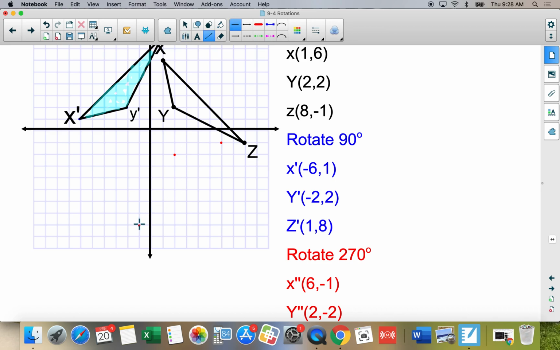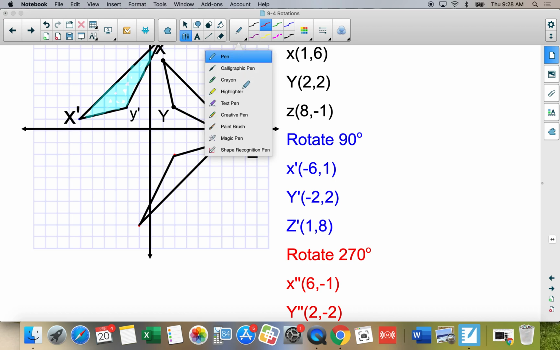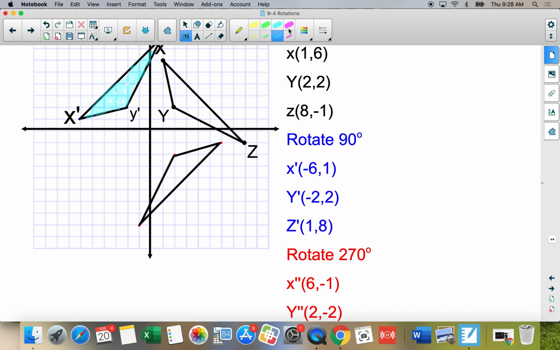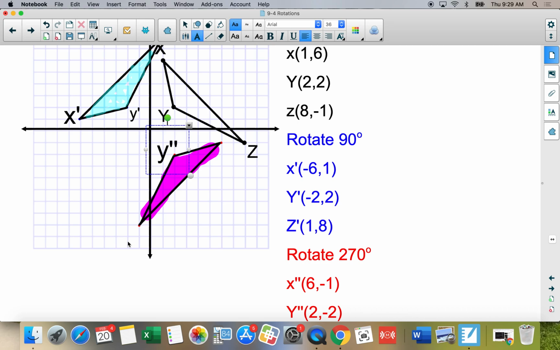I'm going to connect my points. Take my highlighter, shade. And then don't forget to label. So this is Y double prime. This is Z double prime. And then this is X double prime.